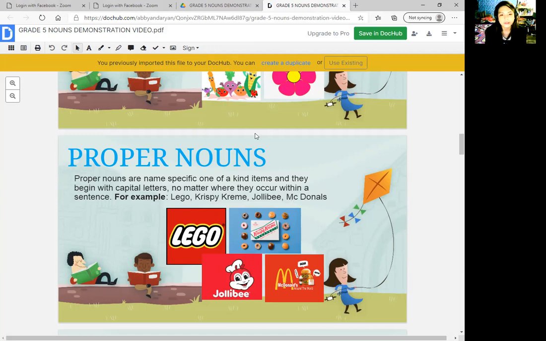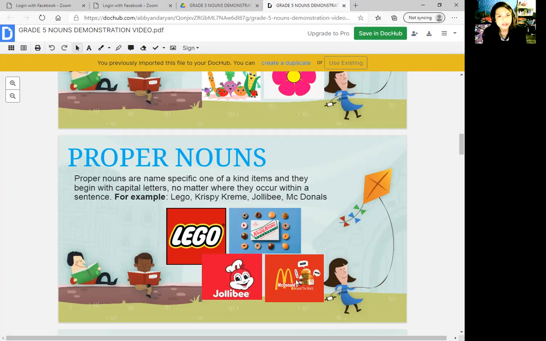Say, for example, Lego. It's a specific brand of a toy. There are building blocks that you can form into different shapes. Then we also have Krispy Kreme, the favorite kind of donut that is good to pair with coffee. And let's say, for example, Jollibee, right? Who doesn't know Jollibee?